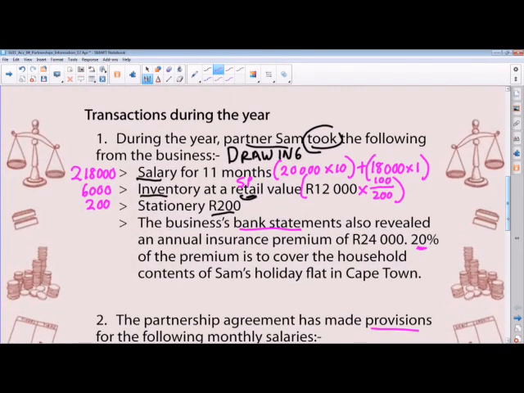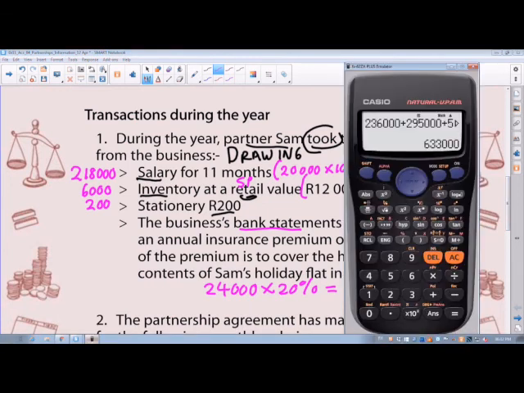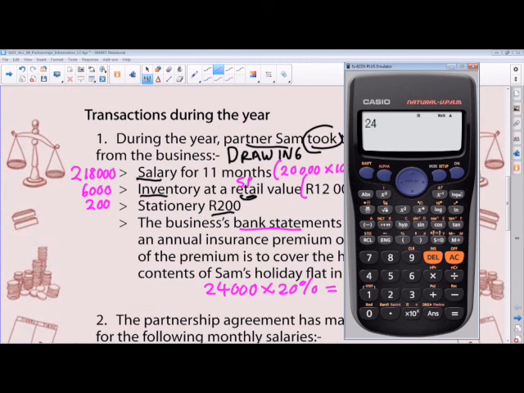So the entire premium is 24,000. If we multiply that by 20%, that should give us an amount of 4,800. Let's just quickly check. So if we take 24,000 times 20%, that gives us 4,800. So 4,800. Right, you guys with me?